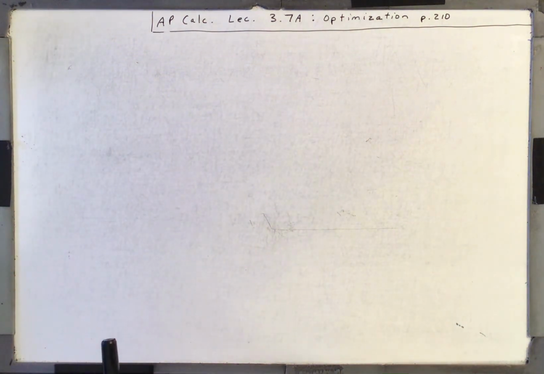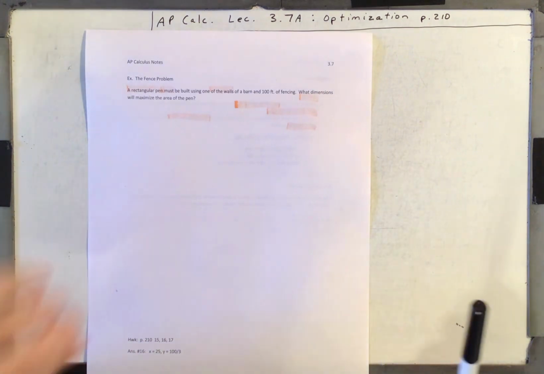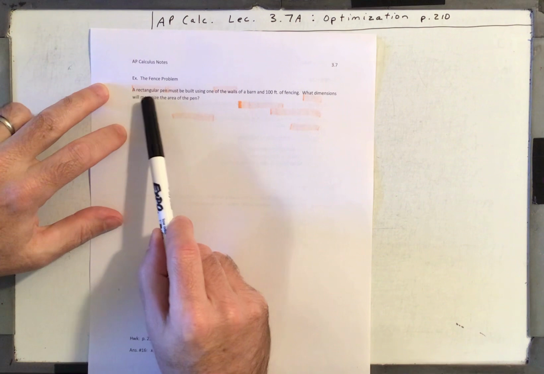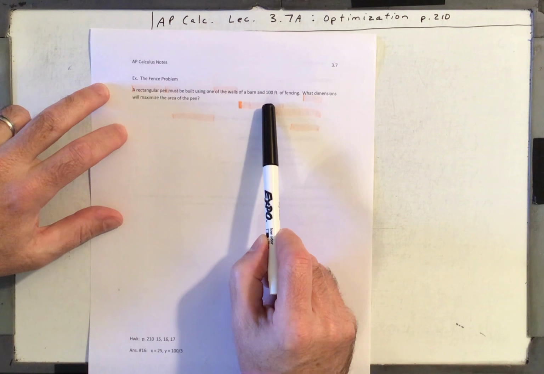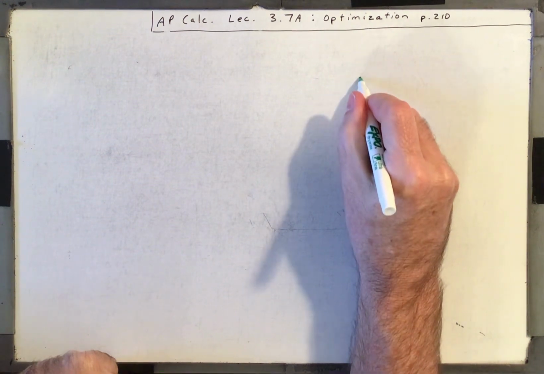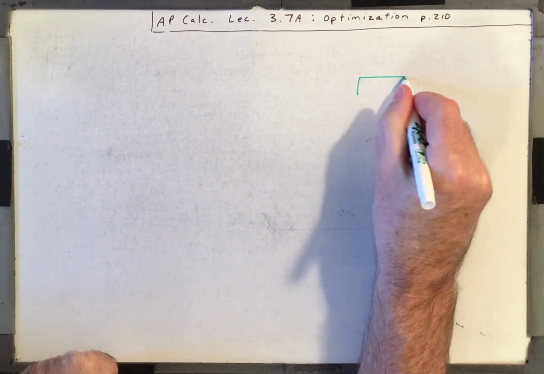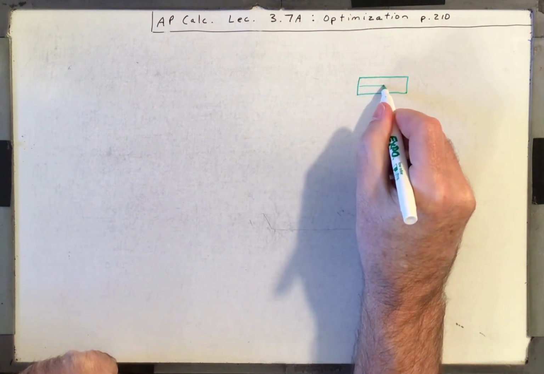So the next problem is a little more interesting and a little more like the homework. It's called the fence problem. So it says a rectangular pen must be built using one of the walls of a barn and 100 feet of fencing. What dimensions will maximize the area of the pen? Well, usually with these types of problems, we just want to draw it out. Okay, so let's draw a picture here. We've got a barn. I'll draw that in green. Okay, here's the ridge of the roof.